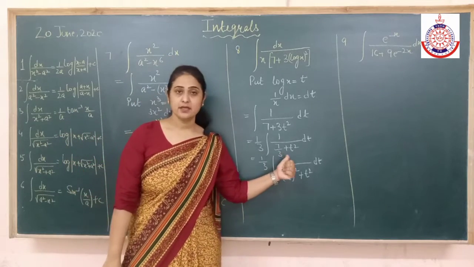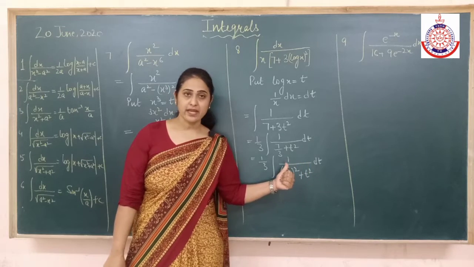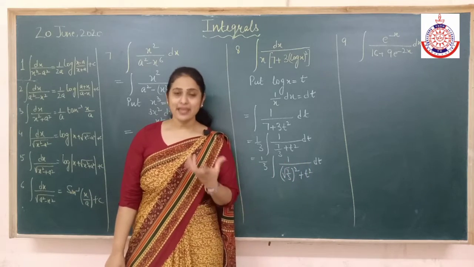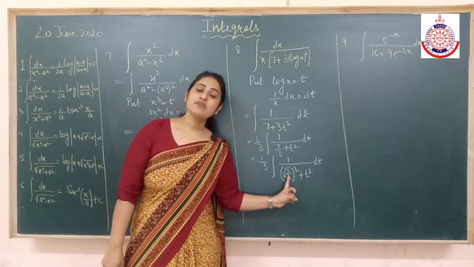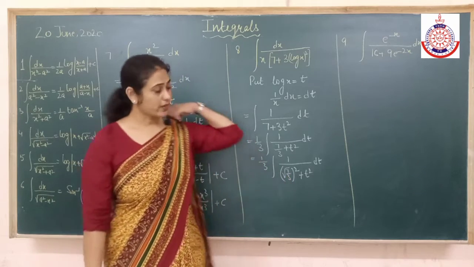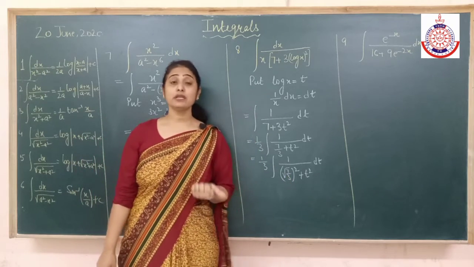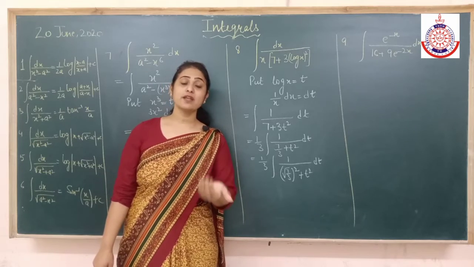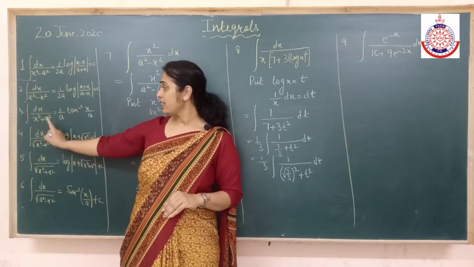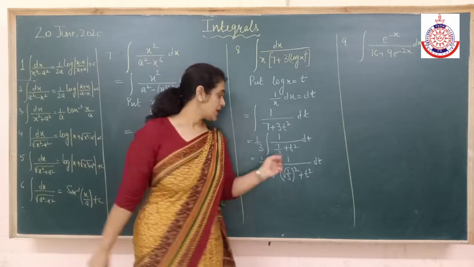This is a square. The one that is with t square is a square. But when I have to write the answer, I need a there, so I'll write it in the form of under root 7 by 3 whole square. Now which formula? 1 upon a square plus x square, or I say 1 upon x square plus a square. That's the third formula. Apply here.